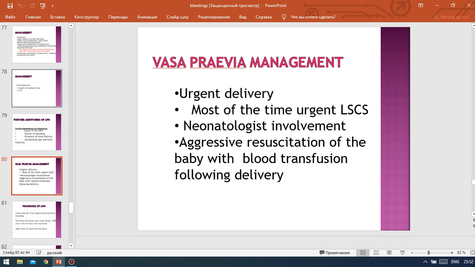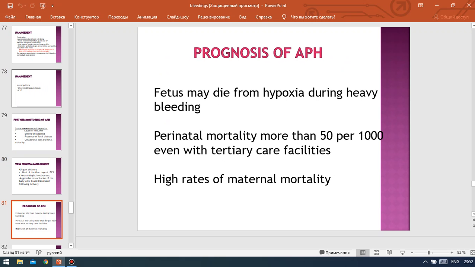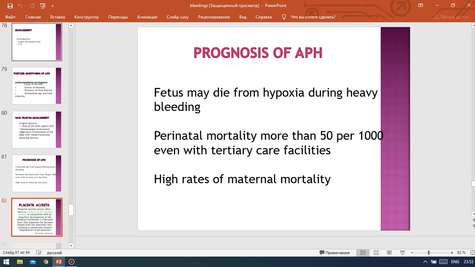Vasa previa management. The first is urgent delivery, most of the time urgent cesarean section. The neonatologist is involved, with aggressive resuscitation of the baby and blood transfusion following delivery. Prognosis of antepartum hemorrhage: the fetus may die from hypoxia during heavy bleeding. Perinatal mortality is more than 50 per 1,000, even with tertiary care facilities. High rate of maternal mortality.